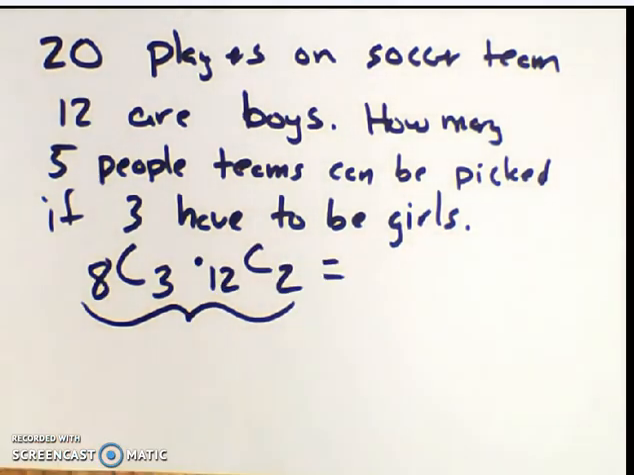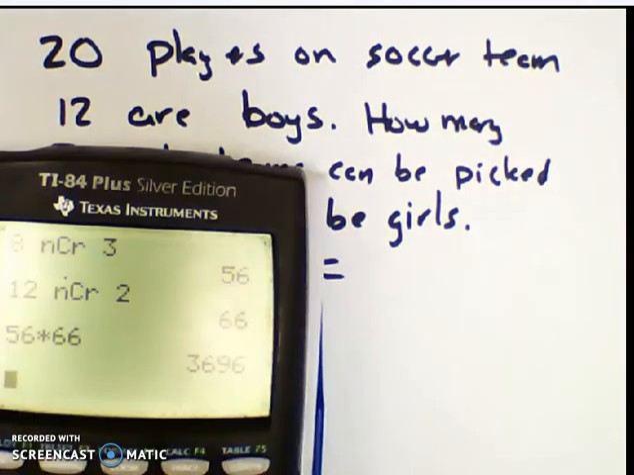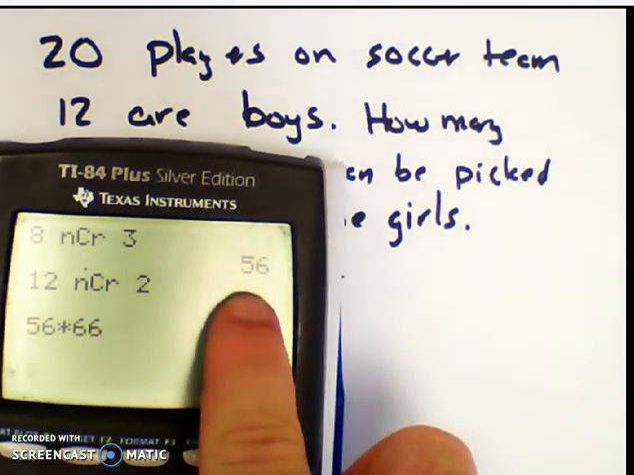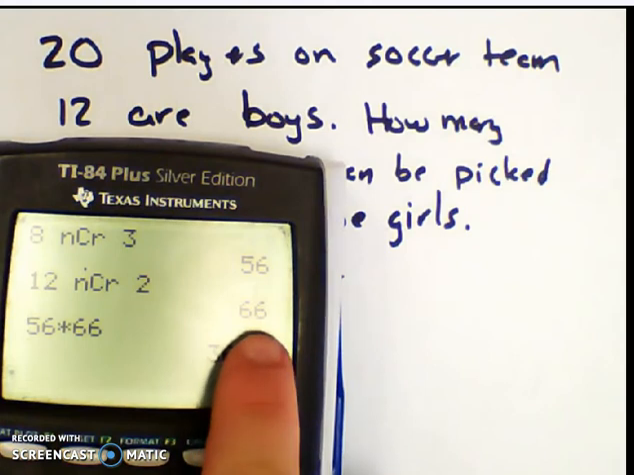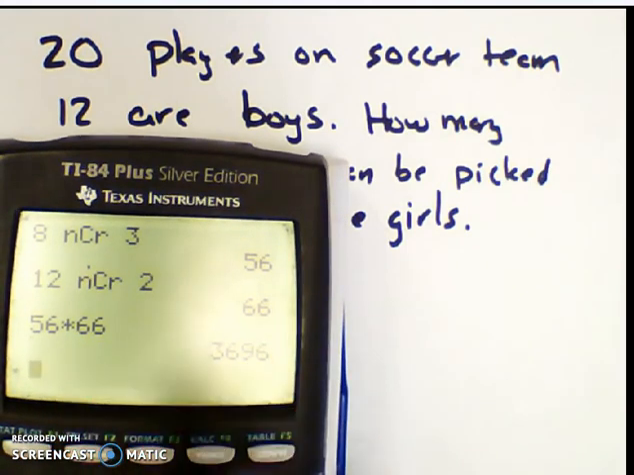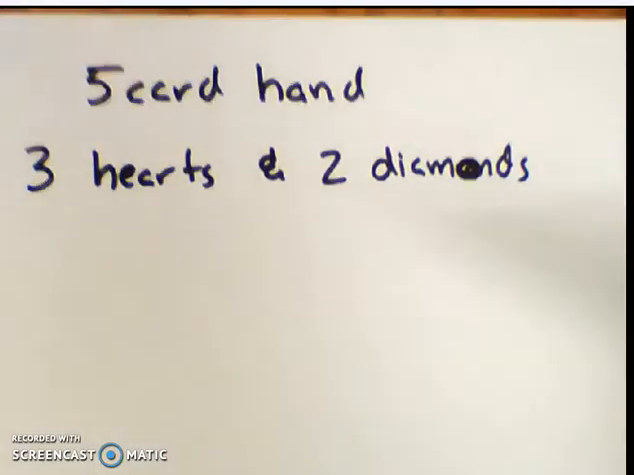Okay, so type that into your calculator. I've already done that. 8 choose 3 gets you 56. 12 choose 2 gets you 66. Multiply those 2 ways together, and you get 3,696 ways.